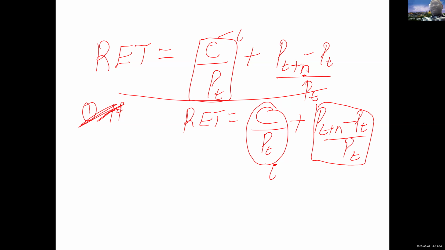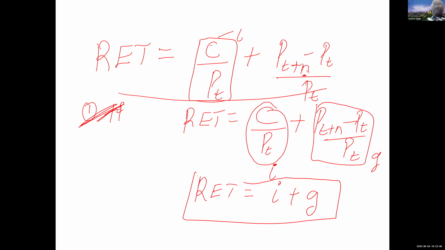And you can abbreviate this, PT plus N minus PT over PT, you can call it G, so that the return is going to be equal to I plus G, just for short. G would be your notation for the rate of capital gains, which is this second portion. I is the same thing as C over PT.